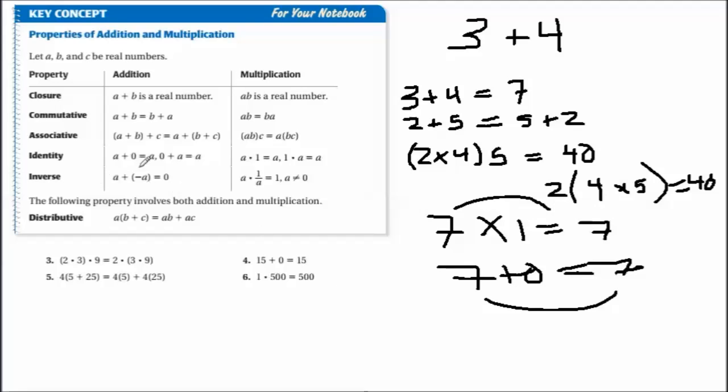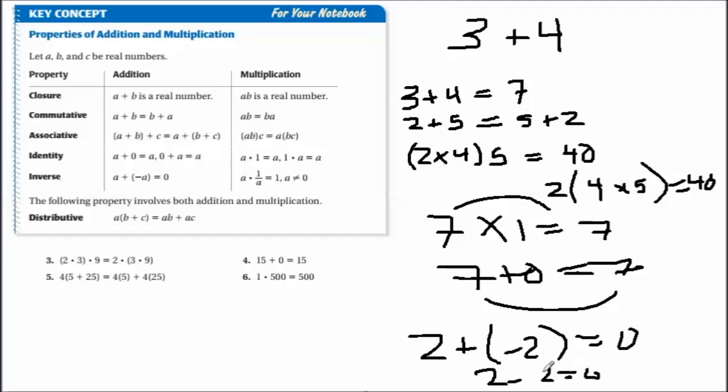Okay? Inverse just says add the inverse, you get 0. Multiply by the inverse, you get 1. So 2 plus negative 2 equals 0. This is the same as saying 2 minus 2 equals 0. It's just the way we put it if we have to add it. Or we can say 2 times 1 over 2 equals 1. And you guys know this stuff already.